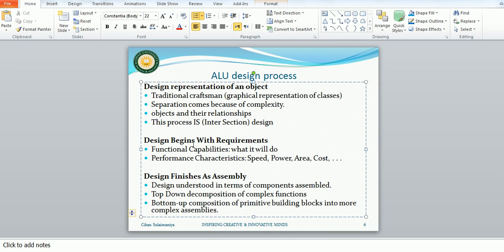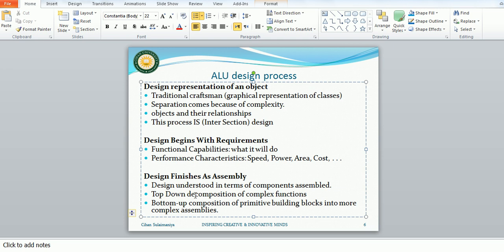So design begins with requirements. You have functional capabilities, what it will do. Then performance characteristics, what it is going to perform: speed, power, area, cost, all these things. Then design as a finish, as an assembly. So this is final: design understood in terms of assembled components.